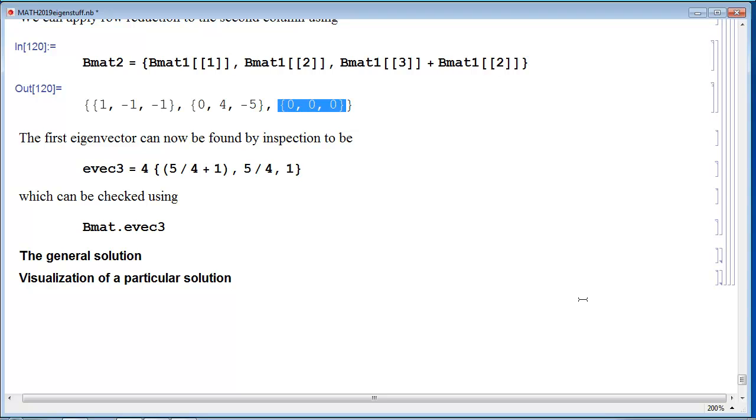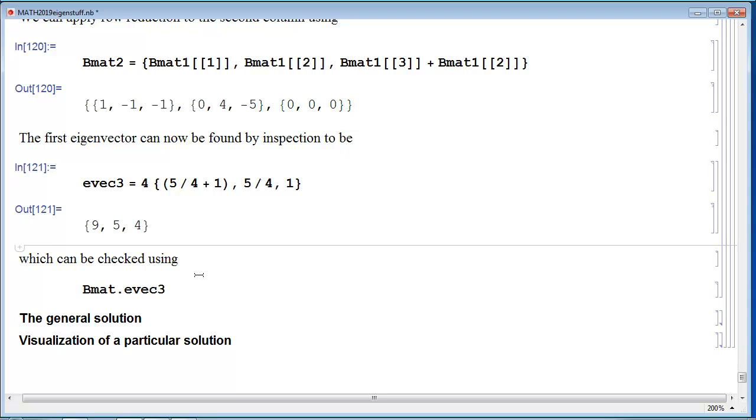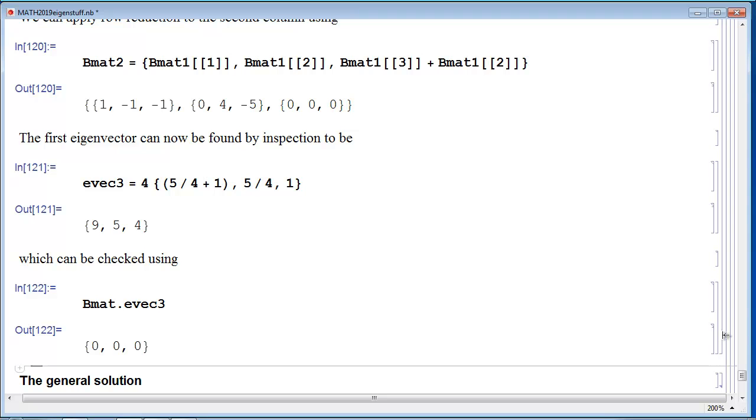So now we choose the first element to be 1, and that tells us that the second element will be 5/4, and then the third element will be 5/4 plus 1, and then we can multiply the whole lot by 4 to get rid of the fractions, and that's the third eigenvector, and we can check that using this. So now we've found the 3 eigenvectors.